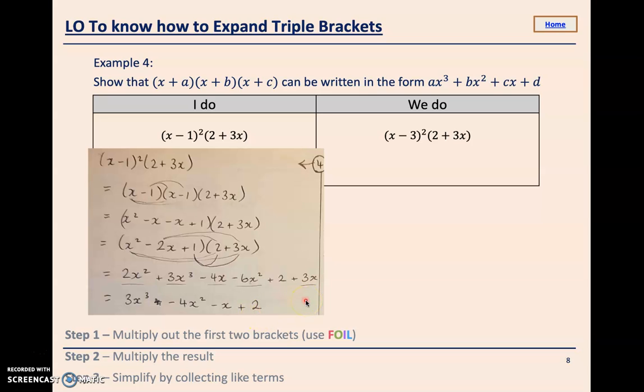So if you can now pause the video and spend 2 minutes working through the we do. Here is the answer for the we do. Make sure to mark it in green pen or correct it if you've got it wrong.